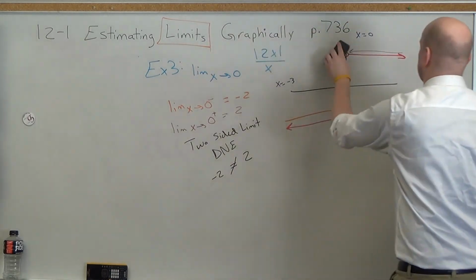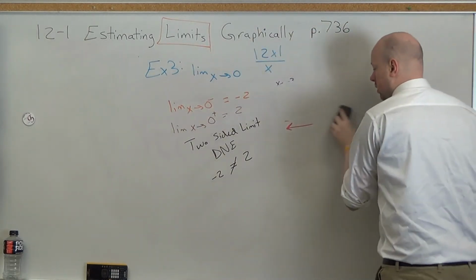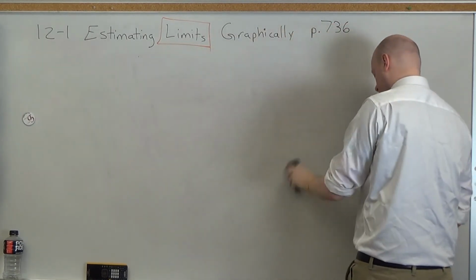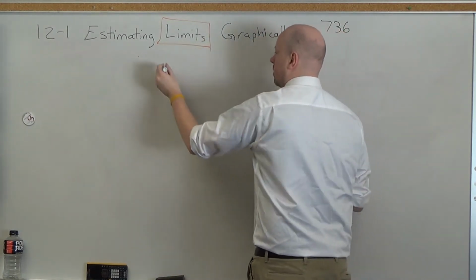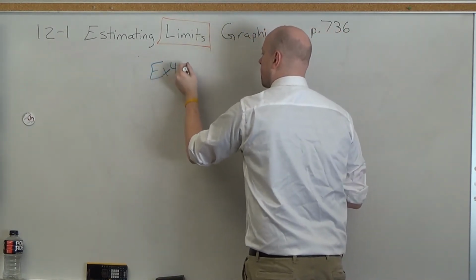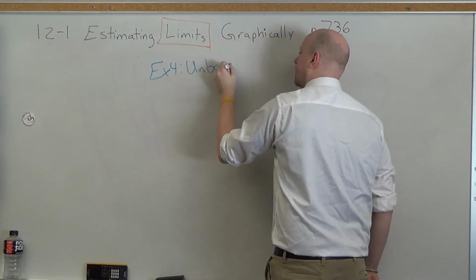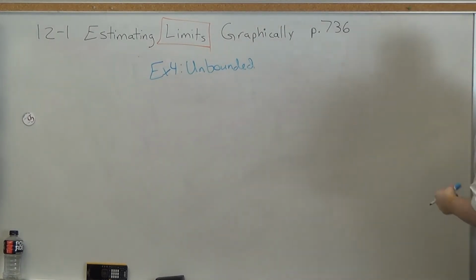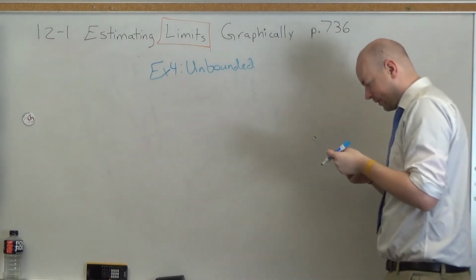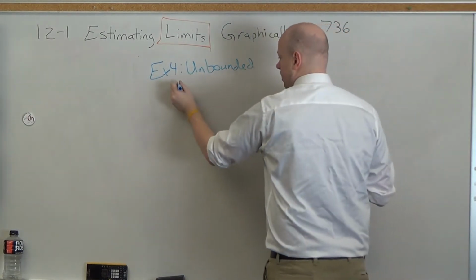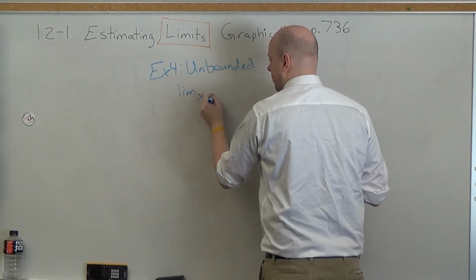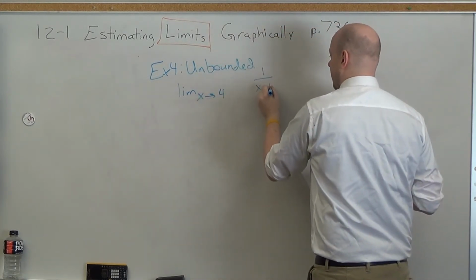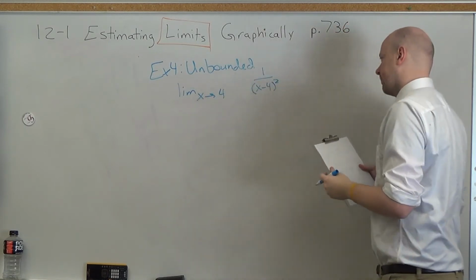Example 4. I'm going to call this one unbounded. Sometimes we get situations where limits aren't exactly finite. They're kind of unbounded. So the limit as x approaches 4 of 1 over (x minus 4) squared.